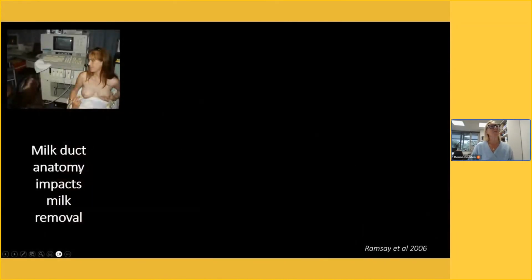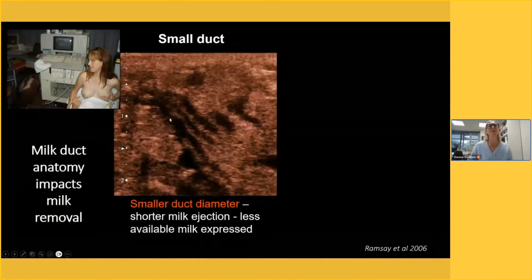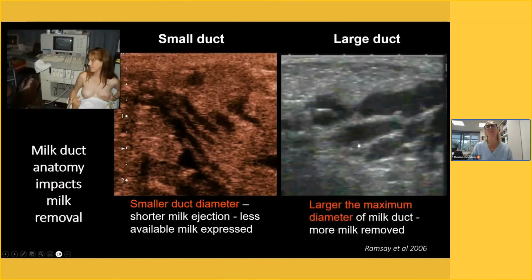How does milk duct anatomy impact milk removal via milk ejection? This is me scanning this wonderful mother, looking at the milk ducts on ultrasound. What we found in these studies was that the mothers with smaller milk duct diameters, remember these 1 or 2 millimetres, had shorter milk ejections and less milk was expressed during that milk ejection. In contrast to our mothers that had greater duct diameters and larger expansions of their diameters at milk ejection, they were able to remove much more milk during the milk ejection.